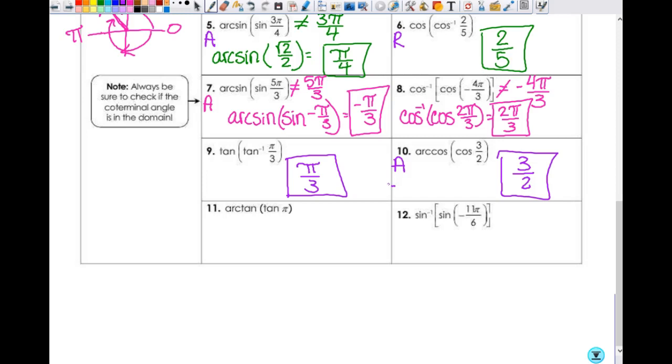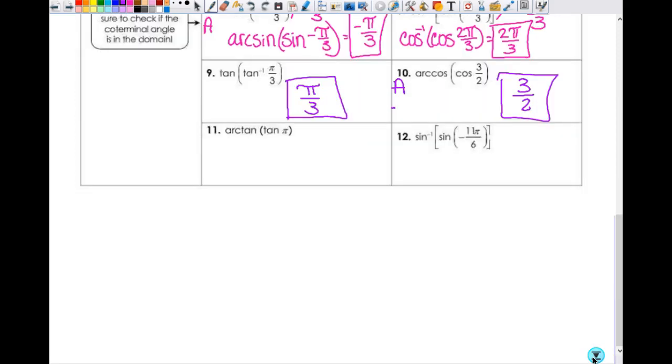So look at 11, the arc tangent of the tangent of pi. Does pi fit within that range? No, it does not. So I know it doesn't equal pi. The coterminal angle is negative pi. That doesn't work either. But I can work from the inside out. I can take the arc tangent and see if this will work.